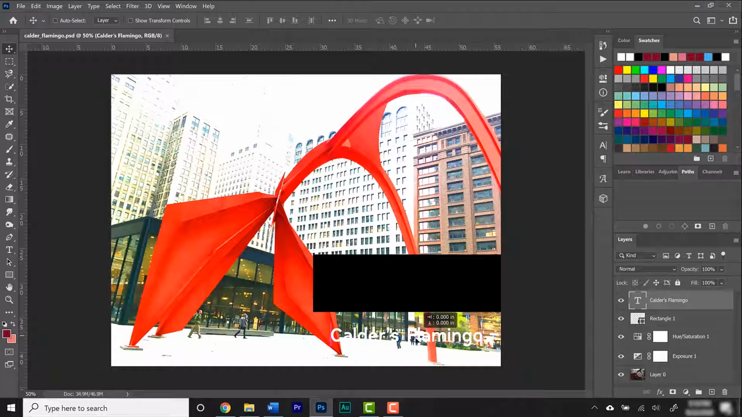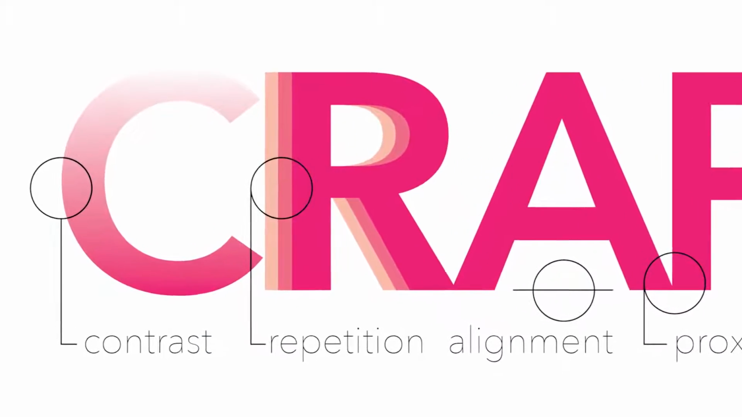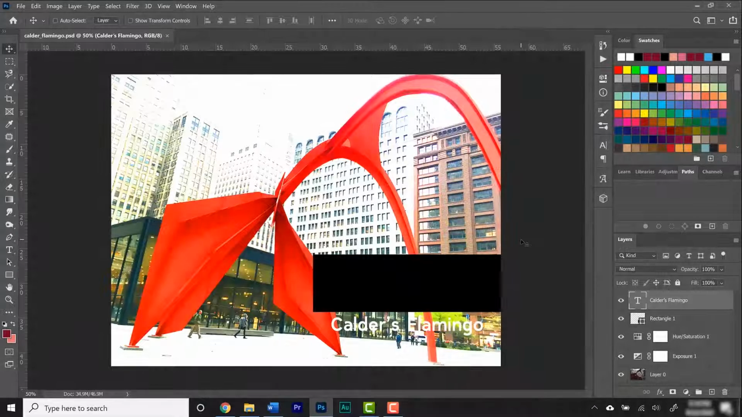Now, as you start adding these multiple elements to your image, you'll want to check your CRAP: contrast, repetition, alignment, and proximity. Regarding contrast, is everything legible? Do any parts blend into each other? Is it clear what part of the visual or textual information is the most important? For example here, can I read this light text on top of this bright background? Let's fix that.